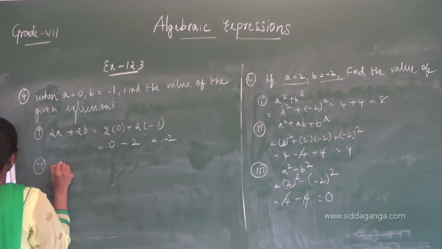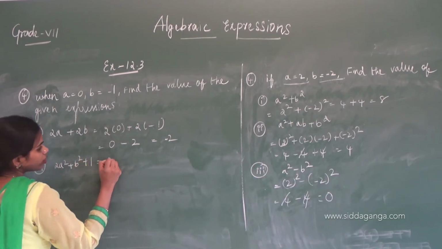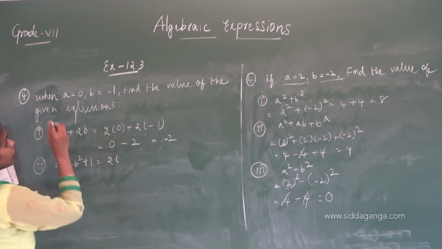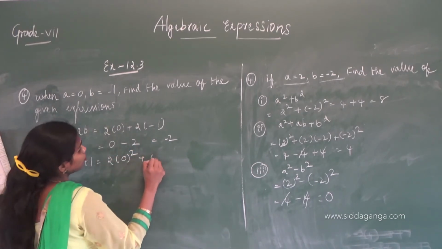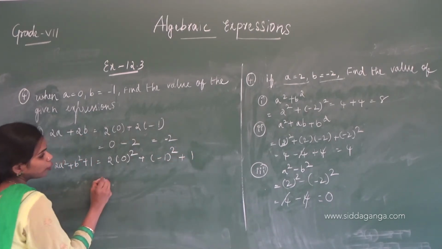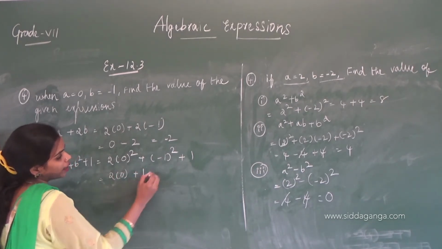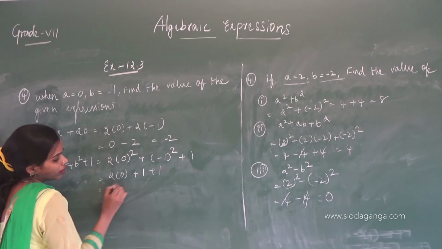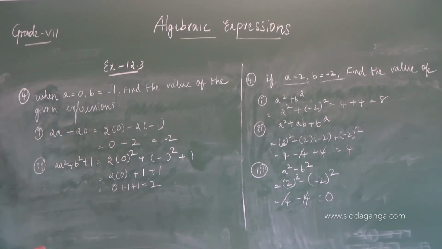2a square plus b square plus 1. What is 2a square? 2 into 0 whole square plus minus 1 whole square plus 1. 2 into 0, 0. Minus 1 whole square is 1. 2 zeros are 0 plus 1 plus 1, that is equal to 2.